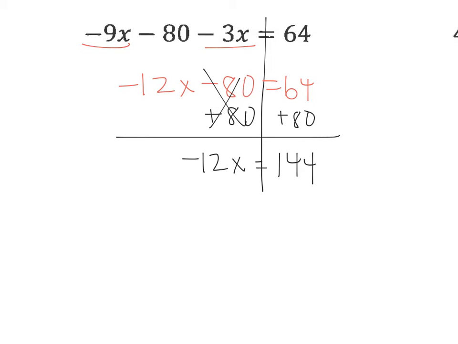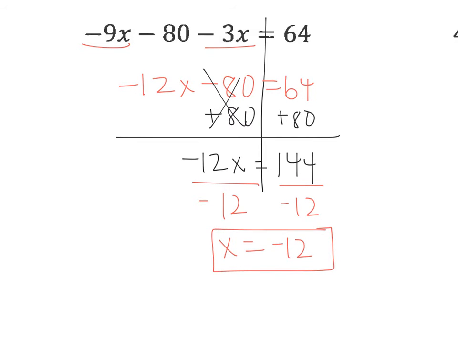Now I'm going to isolate x and divide by negative 12, and I get x equals negative 12, and that will be my final answer.